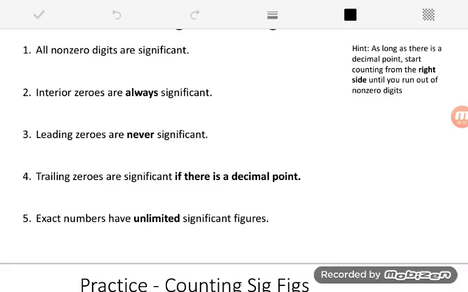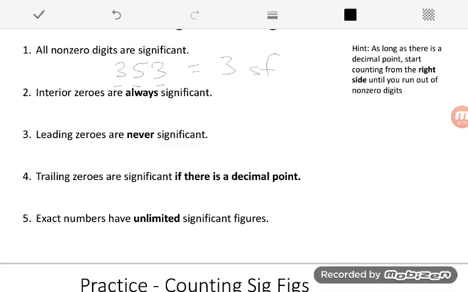Let's go over the rules for counting significant figures in a number. And there are 5 basic rules here. First of all, any number that's not a 0 is significant. So let's say I had 353. It has 3 digits, so that's going to be 3 significant figures.